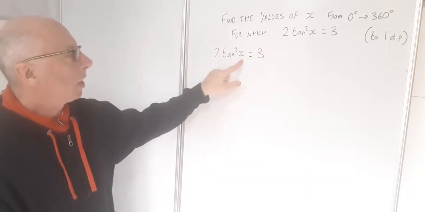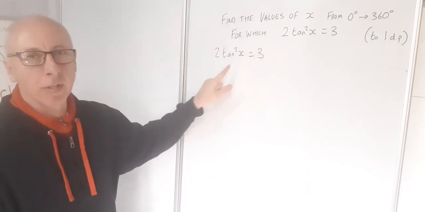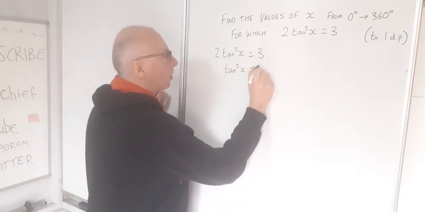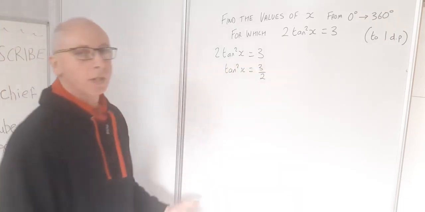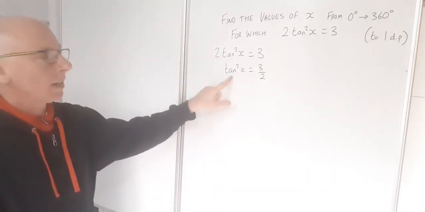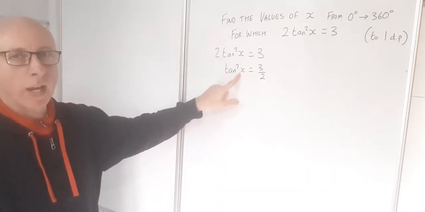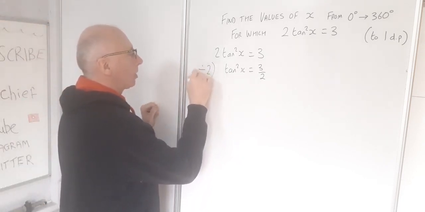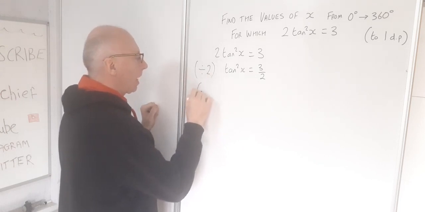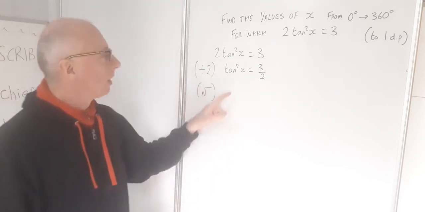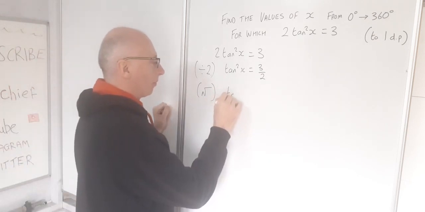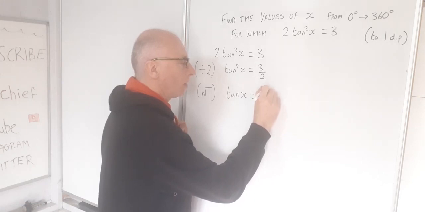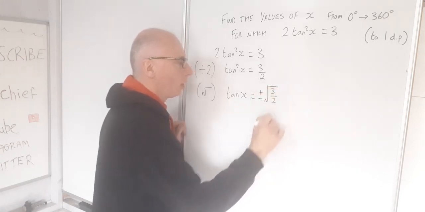Now I've got 2 times my trig function, so I'm going to divide everything by 2. So I now get tangent squared x equals 3 over 2. So that's all good. Now to get tangent on its own without the squared, I could take the square root of both sides. What I've done, I've divided by 2. Now I'm going to take the square root of both sides. So now tangent x equals plus or minus square root of 3 over 2.